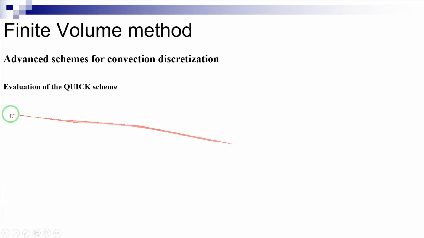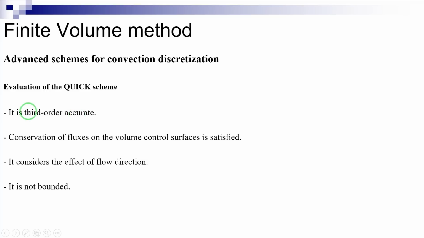Evaluation of the QUICK scheme. The QUICK scheme has a higher order of accuracy than the first order Upwind and central differencing schemes, and at the same time it has the characteristics of the Upwind scheme. In summary, the QUICK scheme has the following characteristics. It is third order accurate, the conservation of fluxes on the control volume surfaces is satisfied. It considers the effect of flow direction. However, it is not bounded.